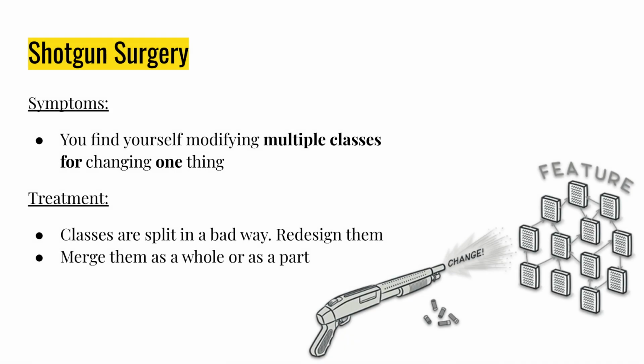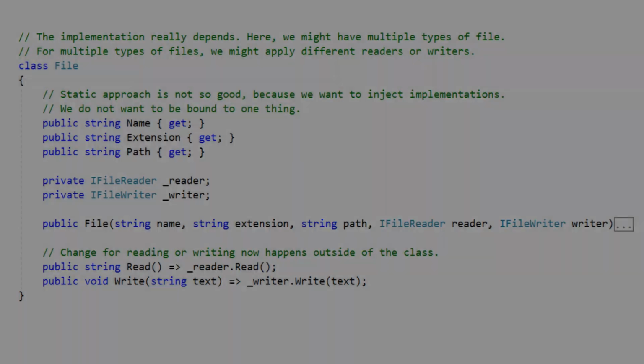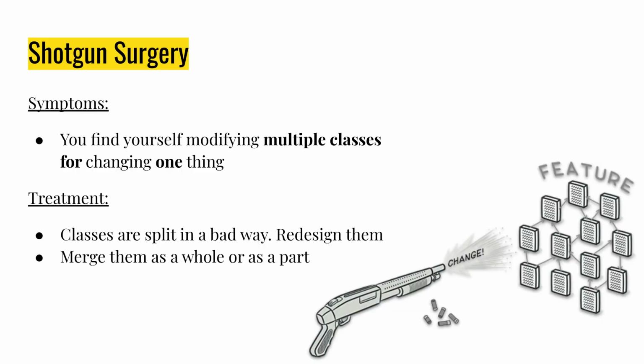Shotgun surgery is the opposite of... what was it? Divergent change code smell, because it involves multiple classes, and the cure for it is to have a single class for those many responsibilities. But a single class doesn't mean that everything should be implemented in one class. It simply means that it should be composed in one place and not in multiple places. If we use reading file and writing file, we should not use file reader and file writer separately. Maybe we can, but if we consistently use both things, we should group them into one.